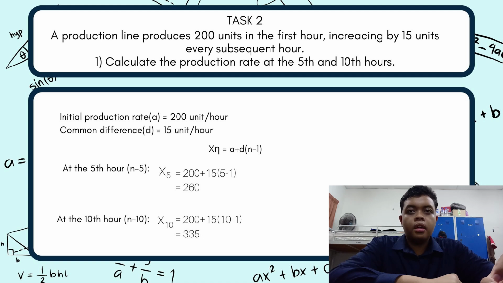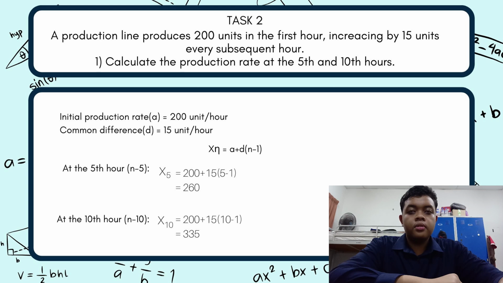So for n equals 5, it means that x5 equals 200 plus 15 times 5 minus 1, and then you get 260. While for the 10th one, n equals 10, x10 equals 200 plus 15 times 10 minus 1, so you get 335.